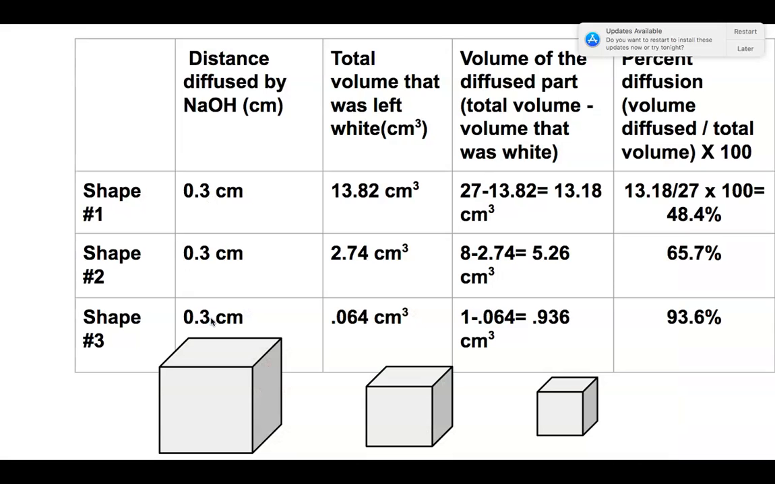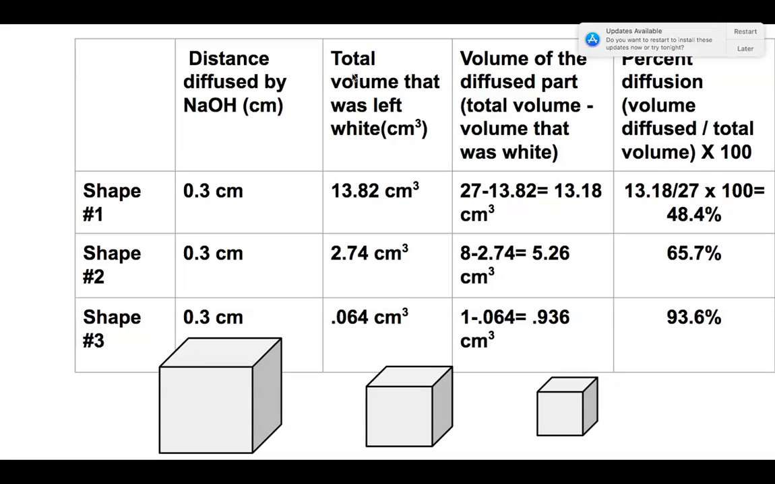So 0.3, 0.3, 0.3, this is talking about the distance that the pink has actually entered into each of these cubes. Total volume that was left white. So what you have to do is you have to think in your head that you need to subtract now from the length of your sides of your cube. You have to subtract 0.3 here because that's turned pink, and 0.3 here, that's turned pink. So you're subtracting 0.6 centimeters from the total length. So we originally started with 3 centimeters across, but now that 0.6 centimeters have turned pink for the volume that's left white, it is now just 2.4 centimeters instead of 3 centimeters.